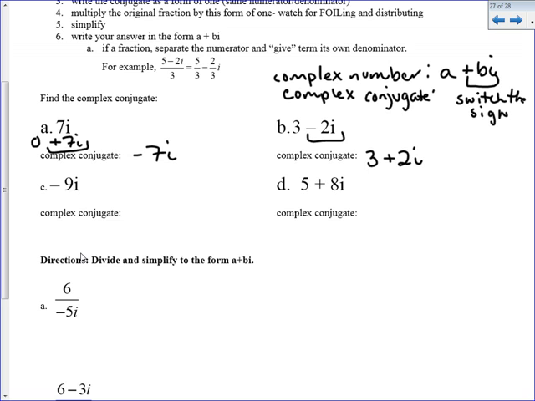So my imaginary term, just change the sign. Positive 9i. So if my original denominator was 5 plus 8i, my complex conjugate is 5 minus 8i.